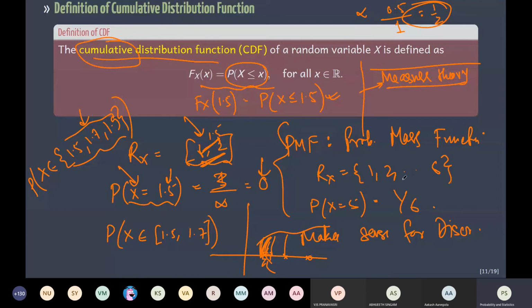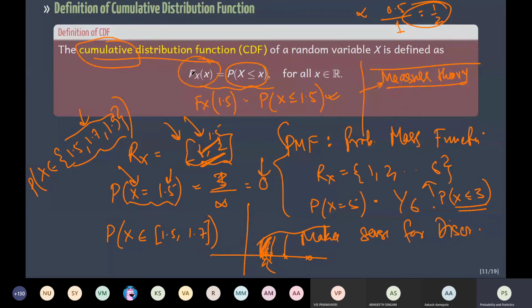Like there is no harm in asking that probability, what is the probability that, in this case, I can ask the same thing, probability that x is less than or equal to 3. I think we have done this in some example just now. So this will be the sum of probability that x equals 1 plus x equals 2 plus x equals 3. Okay. But the moment you go to where the range of your random variable is some continuous domain like this, then you have no hope with the PMF.